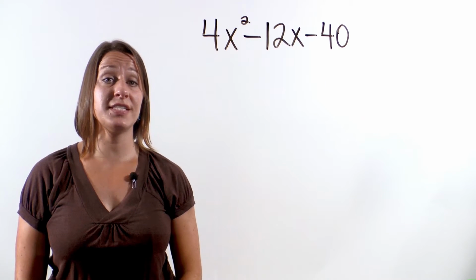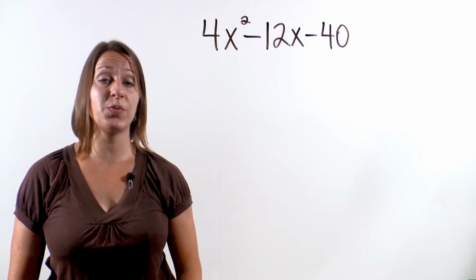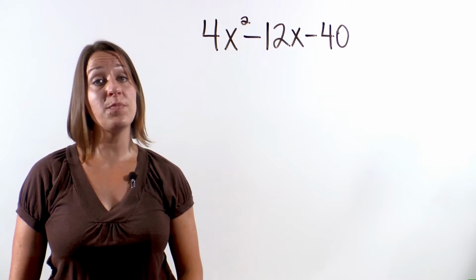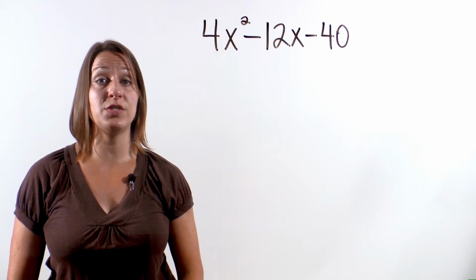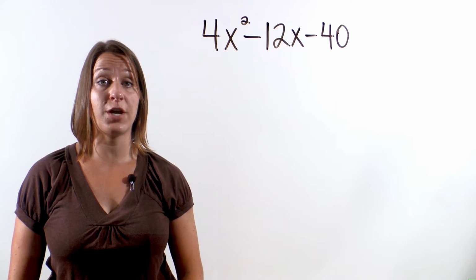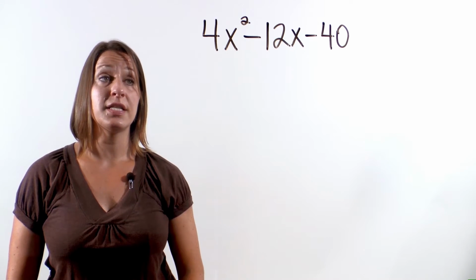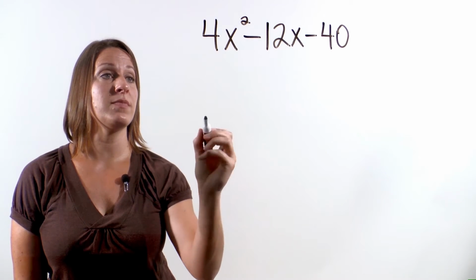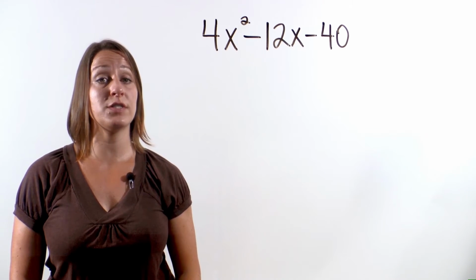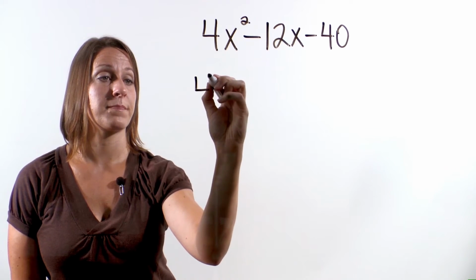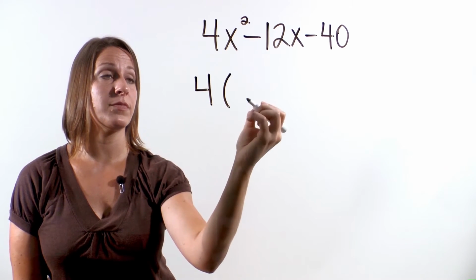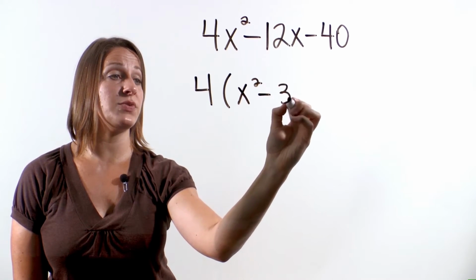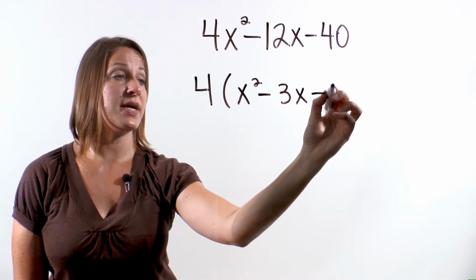Okay, let's take a look at this last example. 4x squared minus 12x minus 40. Now you may be tempted to try to factor this using our Swedish fish method from another video, but before you start that, let's see if there's a common factor. If you look at this problem, each of these coefficients is divisible by 4. So if we pull out a 4, we are left with x squared minus 3x minus 10.